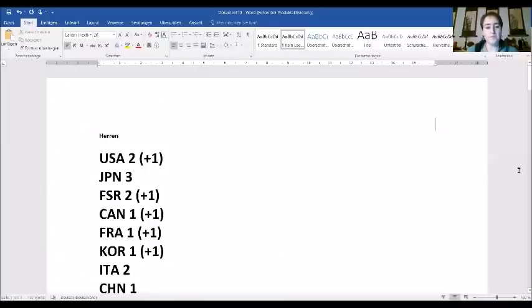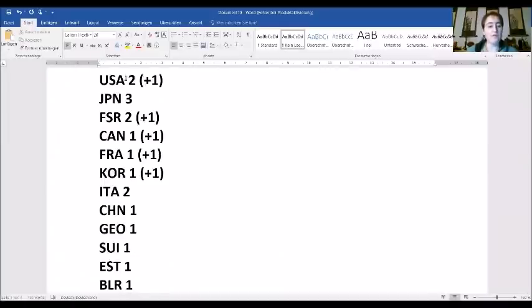For the men, we have here the USA, as explained, 2 are secured, and there's a possibility for 1 more spot. Japan has 3 spots. Also, as seen, they had 3 points, and the 3 skaters competed in the final. Russia, 2 + 1. Canada, 1 + 1, maybe, possibly. France, same. Korea, the same.